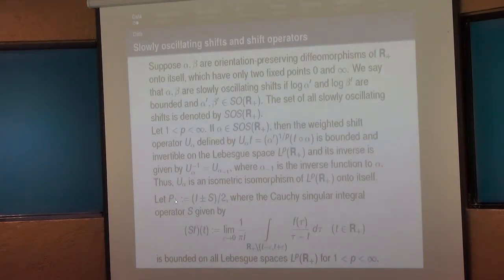We consider then operators P plus-minus related to the Cauchy singular integral operator. I is the identity operator, by this formula, where the Cauchy singular integral operator is given by the following formula. So we fix a point t, subtract an interval of such form from the positive half line, and take the limit when epsilon tends to 0. So this is the value of the principal value definition of the Cauchy singular operator. This operator is bounded on all Lebesgue spaces L^p(R+) when p belongs to such interval.